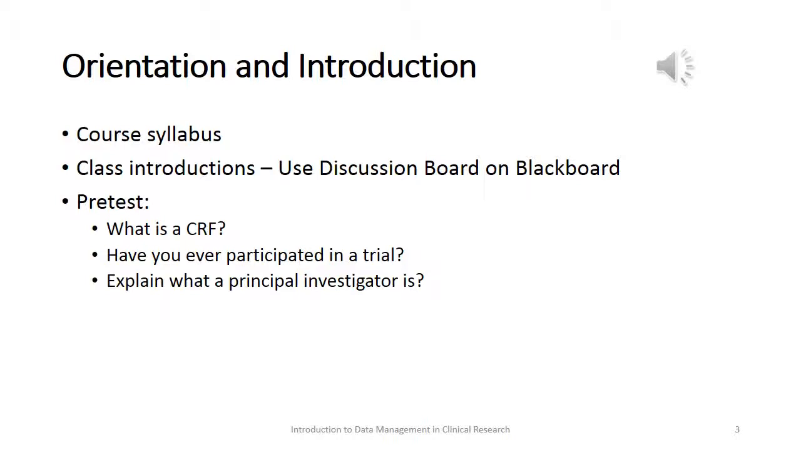Have you ever participated in a clinical trial before? If you have, that's great, but if you haven't, well, that's fine too. What do you think a principal investigator is? That question is going to get answered as we move along as well. So once again, if you don't know the answers to these questions, they're very basic, but we'll learn them as we go along.